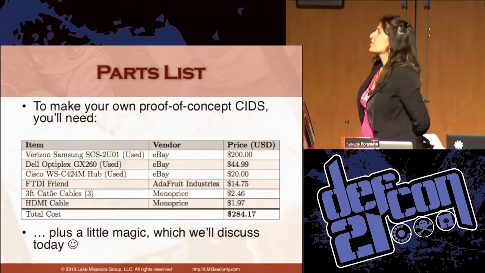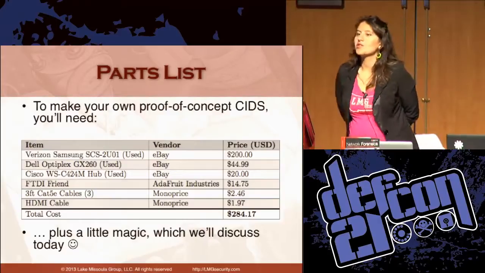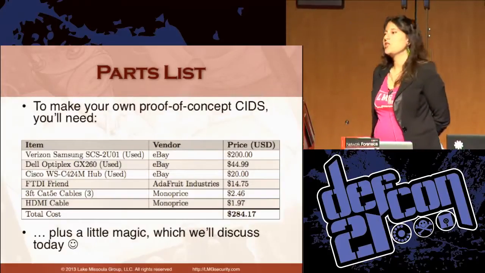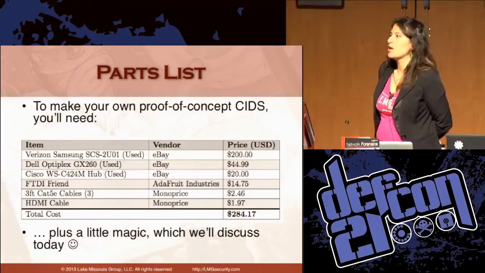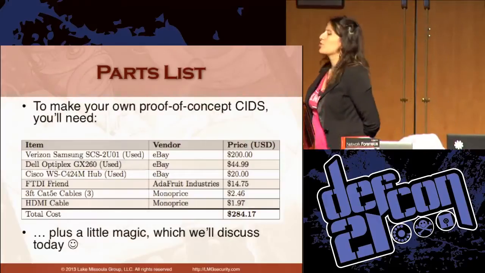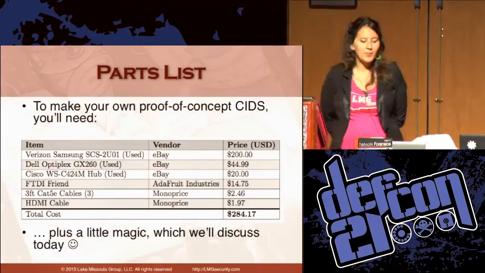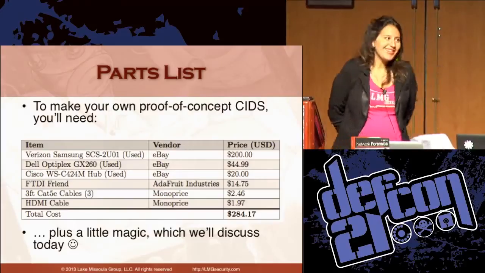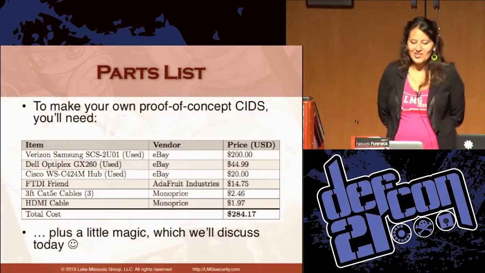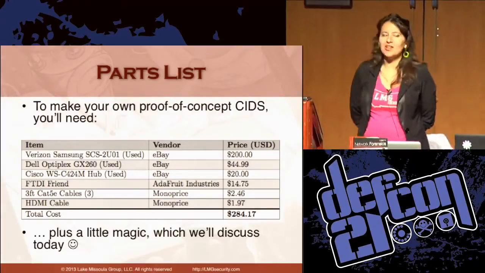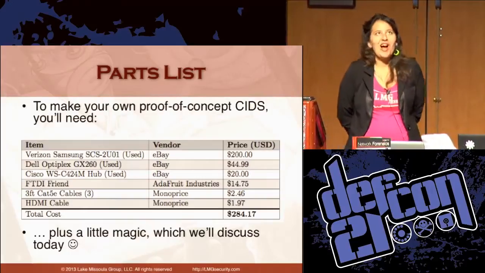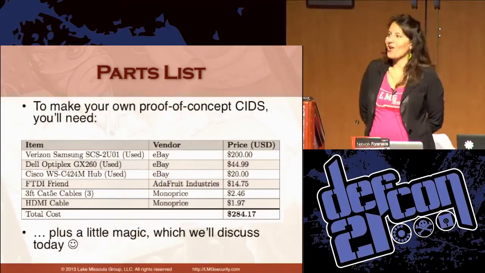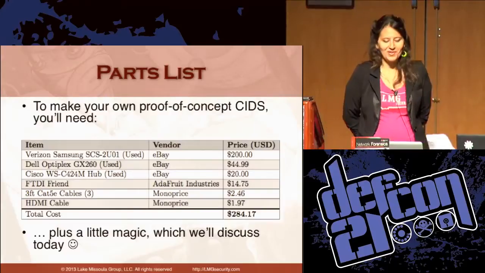So here's the parts list. This is all you need to make your own cellular intrusion detection system. First, you need a femtocell. You can get it used. The one that we used as an example was $200 even on eBay. We had a Dell Optiplex GX260. It was also used. It cost $44, including shipping. Obviously, if you want to, you can get some beefier hardware, but that was totally fine for our purposes.